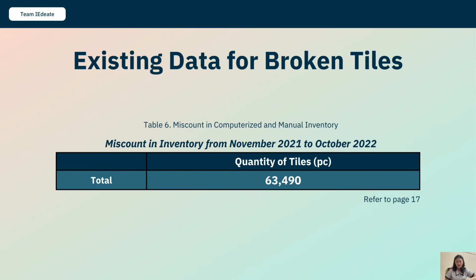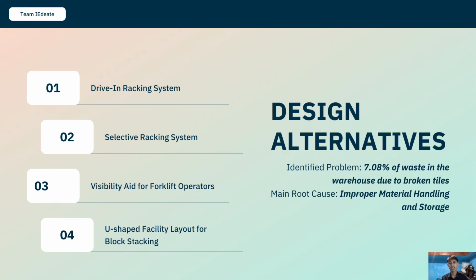For the miscount in computerized and manual inventory, a total of 63,490 tiles were observed to be unlisted in the computerized inventory record. We have 4 design alternatives for our client. First is the drive-in racking system. Second, selective racking system. Third, visibility aid for forklift operators. And lastly, the U-shaped facility layout for block stacking.